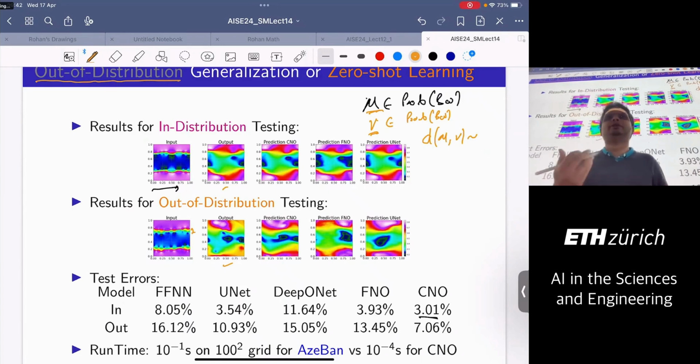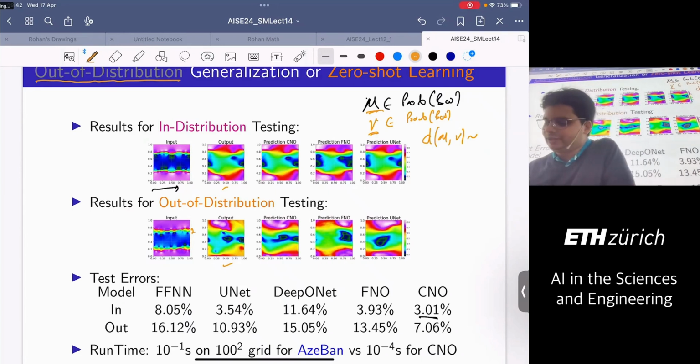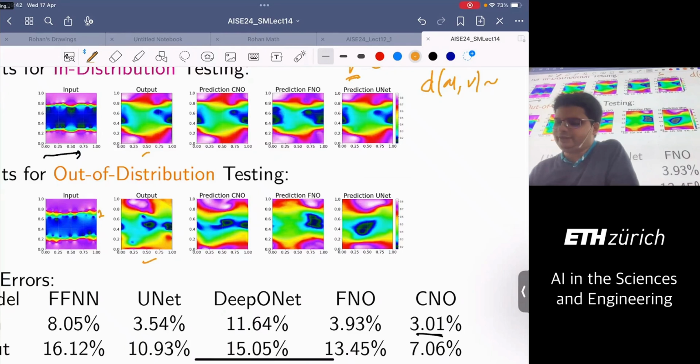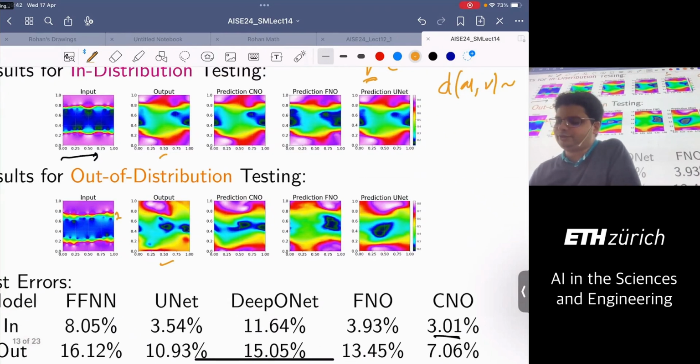So how do these methods perform? It turns out that the results you get are very, very interesting. Let's focus, for instance, on CNO and FNO. What does CNO do? It provides the right resolution to these features. Here, on the other hand, it introduces something that was not there before, but at least it understands that there is some distinction here, there is some distinction here, and so on.